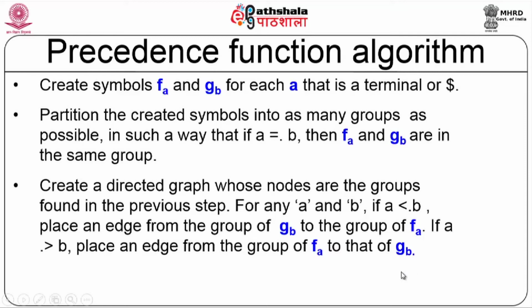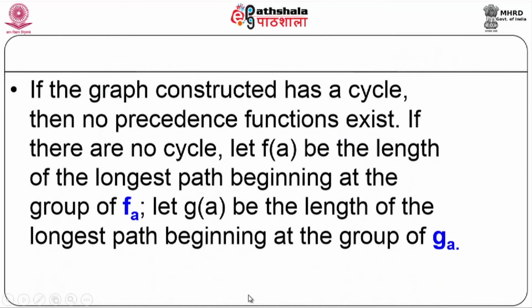Again the same thing. So, where you had from GB to FA, where GB has got greater than relationship than FA, so you place an edge. If A is greater than B, then you place an edge from the group of FA to GB. So, if the graph construct has a cycle, then no precedence functions exist. If there is no cycle, let f of a be the length of the longest path beginning at the group of FA, and let g of a be the length of the longest path beginning at the group of GA. So, this is how you construct it.